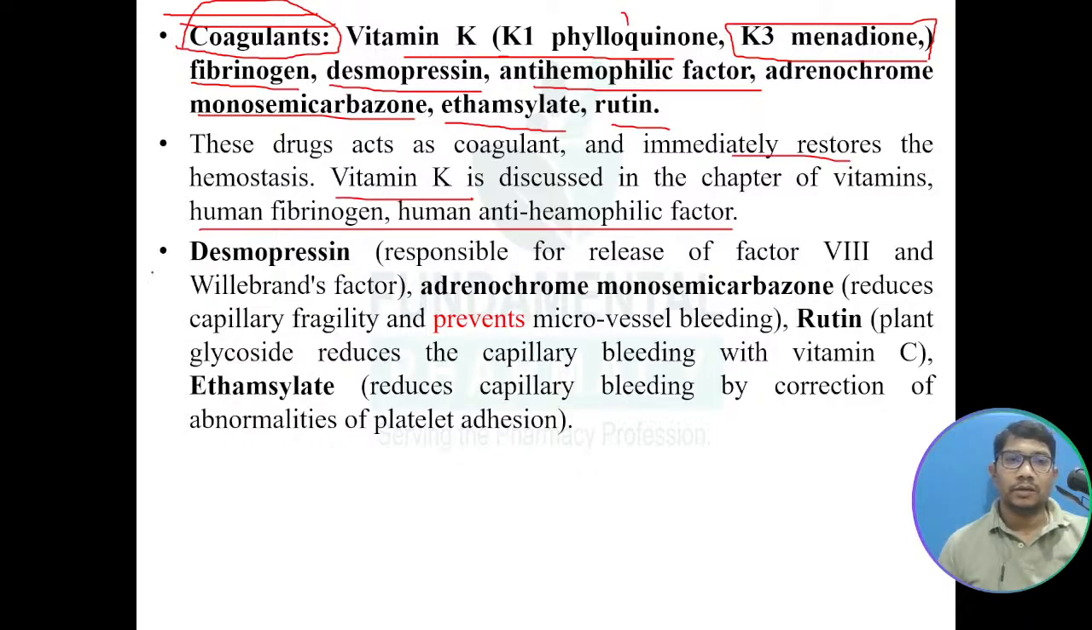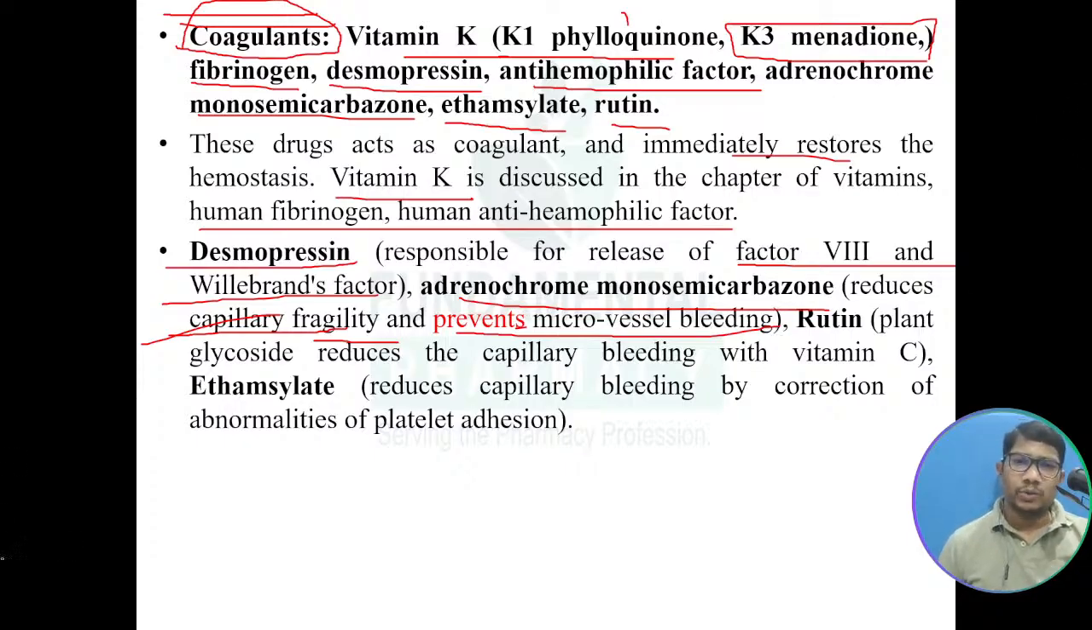Now desmopressin is responsible for the release of factor 8 and von Willebrand factor. What does desmopressin do? It stimulates the release of von Willebrand factor and factor 8, that is anti-hemophilic factor A. Now adrenochrome semicarbazone is a drug that reduces capillary fragility. When capillary blood vessels become fragile, bleeding occurs. So by decreasing the fragility, it improves blood flow and the rheological properties of blood, and prevents micro-vessel bleeding.